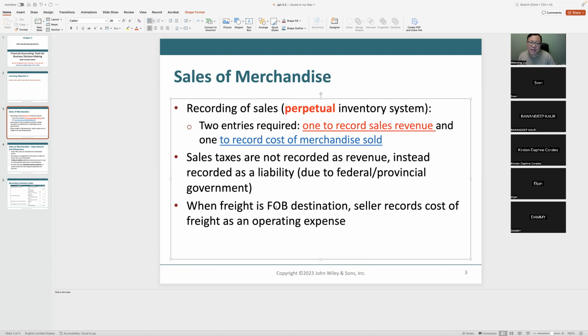When the freight is FOB destination, right? That's the time you, as a seller, pay the shipping cost. You sell something. If it's FOB destination, you are responsible for the shipping. You are paying for the shipping cost, and that cost of freight is your operating expense.